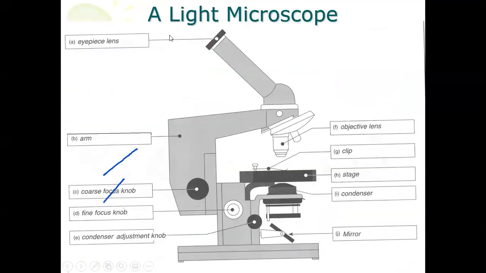Okay, so these are the components or the parts of a microscope. So I hope that when you do the exercise, you will be able to fill in the blanks and you can check the answers from here.